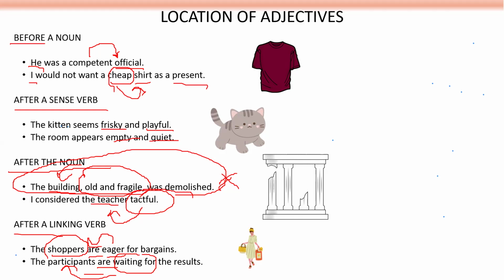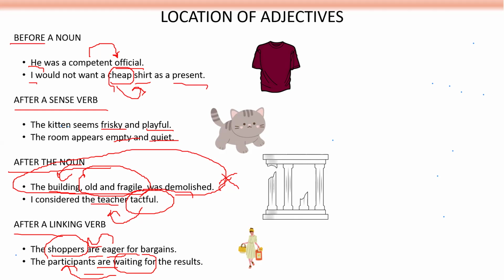Okay. So, good job, guys. Karamihan naman sa inyo nagigets nyo na yung concept. Maraming nalito sa after a sense verb. I understand that. Pero, kailangan nyo lang munang i-identify ano nga ba yung mga sense verbs. But, basta it has something to do with the 5 senses. Okay? Verbs that talk about your senses. Okay, so those are the different locations of adjectives.